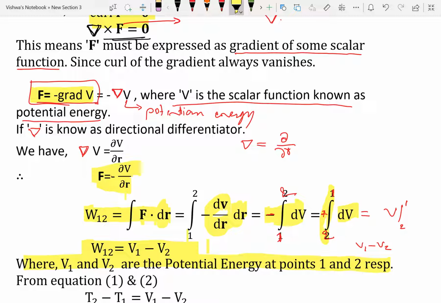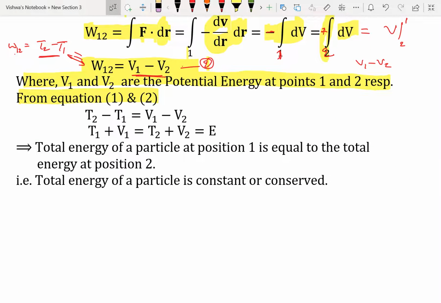From equation 1, we are going to write the work done in terms of kinetic energy. What is equation 1? Equation 1 is W12 equal to T2 minus T1. These two are the kinetic energies, and equation 2 gives it in terms of potential energy. Both are the work done to displace the particle from position 1 to position 2, so these two equations are equal. So we are going to equate equation 1 and equation 2: T2 minus T1 equals phi1 minus phi2.